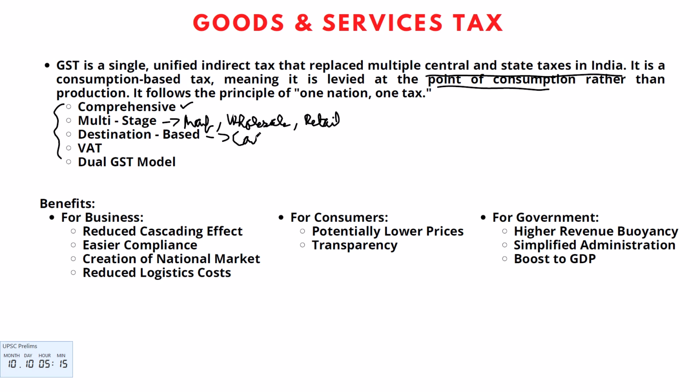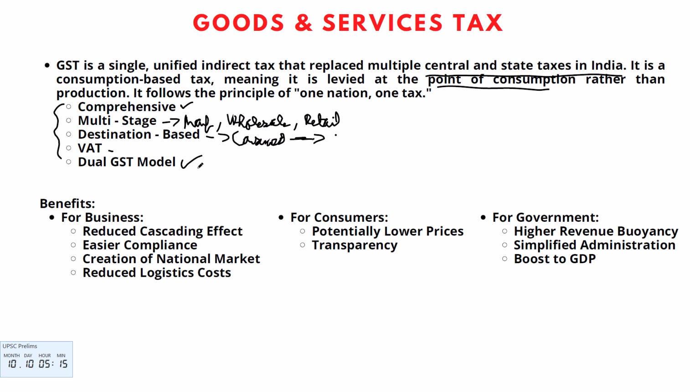So consumed, okay, where they are consumed, that place is where the taxes are put in, not where they are produced. VAT, value added tax principle, like it taxes only the value added at each stage, preventing cascading, that is tax on tax, through the input tax credit mechanism. Dual GST model.